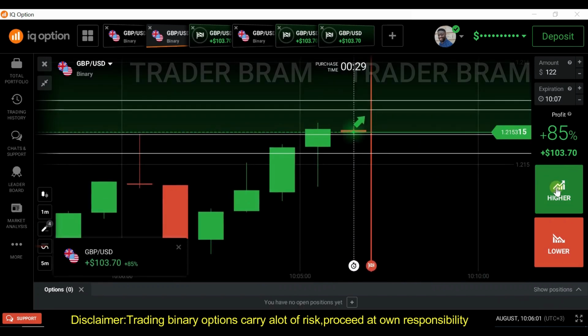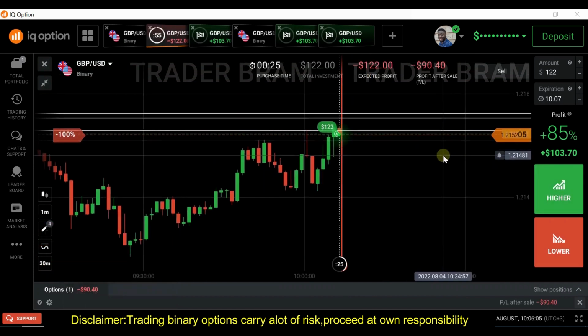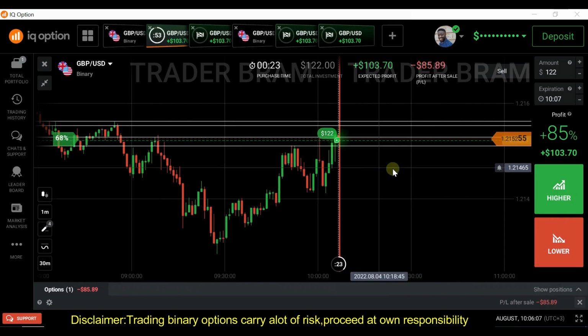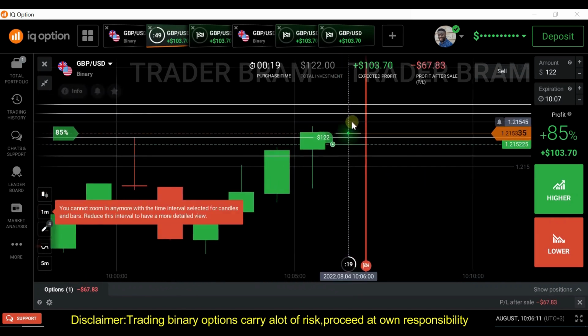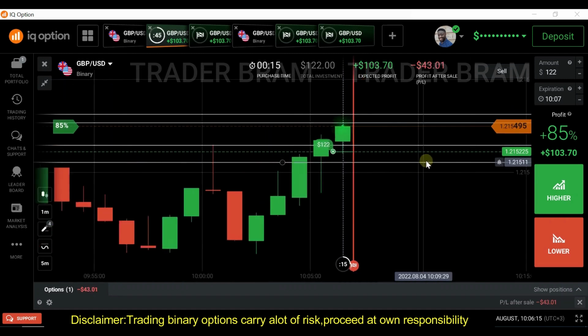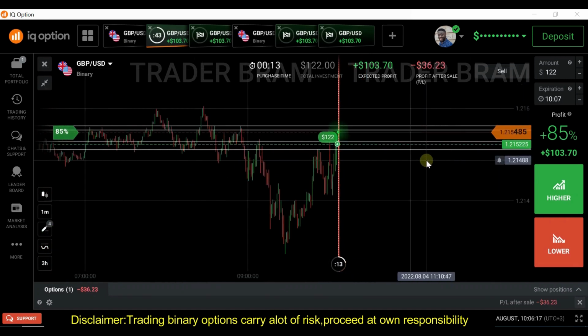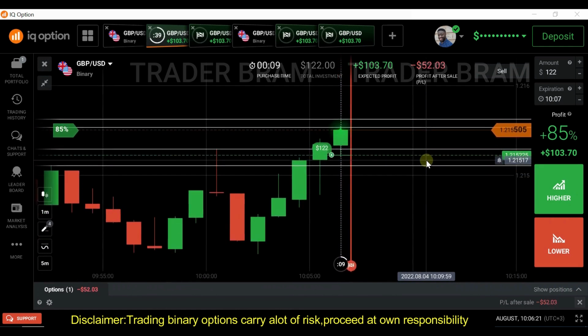So we've broken above that area. I've done a call option above our previous level of support and resistance. So I expect the buyers again to move more higher to this next area. So you need to understand your levels of support and resistance, where they are.